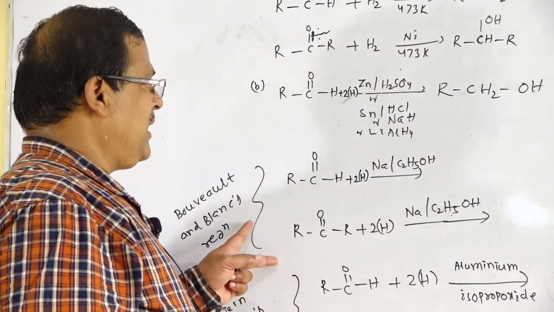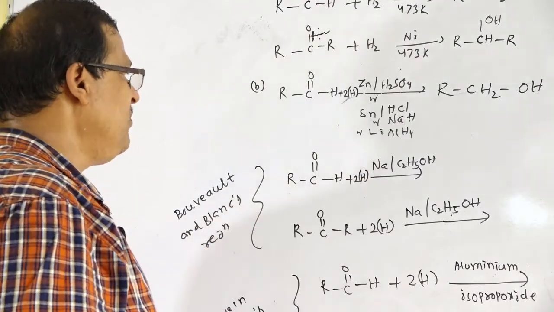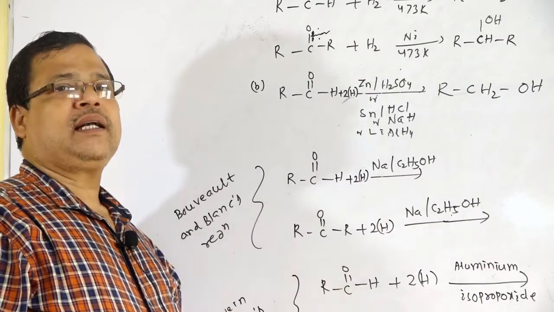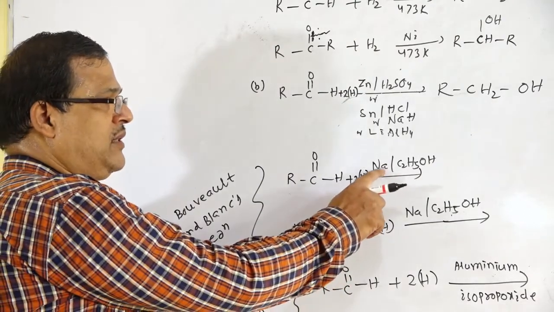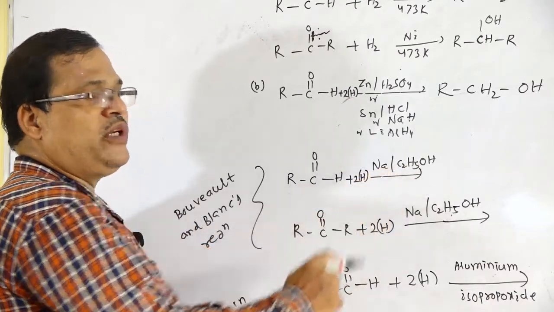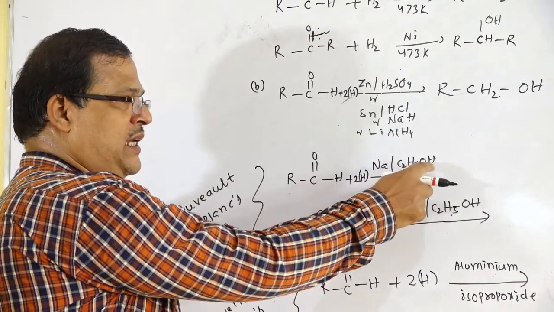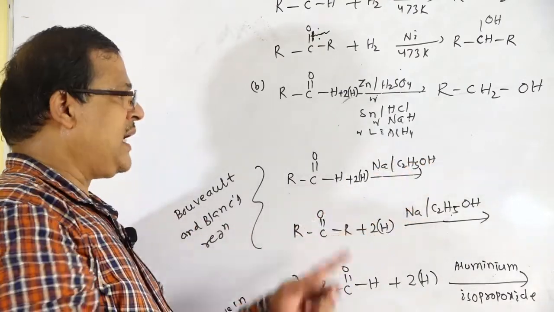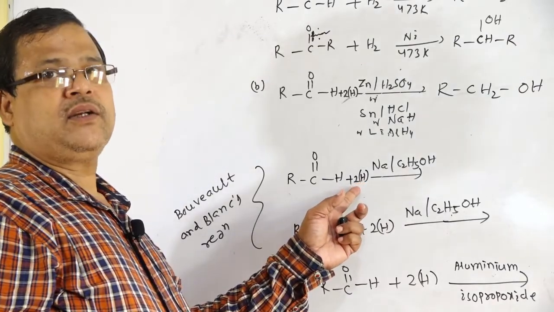Similarly, if we take another reducing agent, sodium in ethyl alcohol. Sodium in ethyl alcohol will act as a reducing agent, because sodium reacts with ethyl alcohol to form C2H5ONa, sodium ethoxide, and hydrogen is liberated.